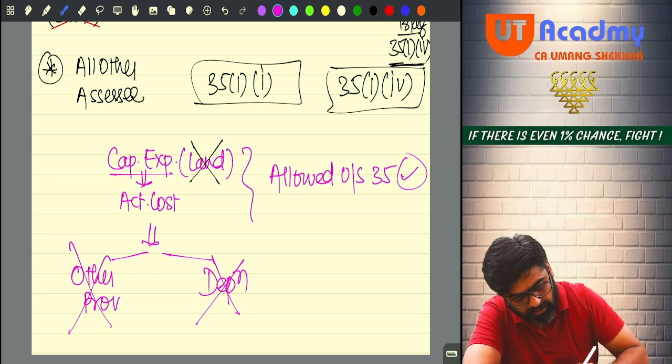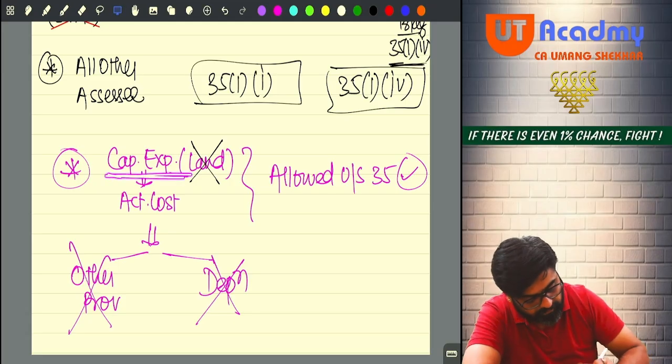This one important point is there. Now see, the capital expenditure which you have incurred, meaning the actual cost, yes or no?